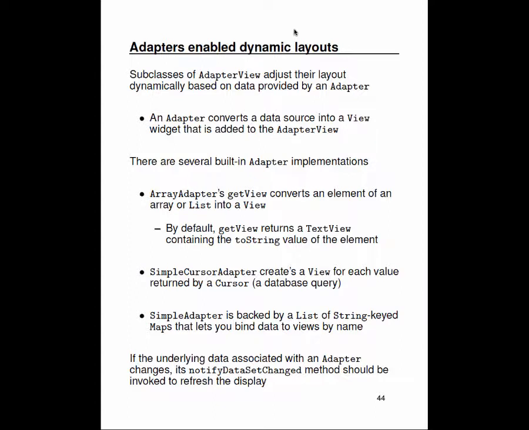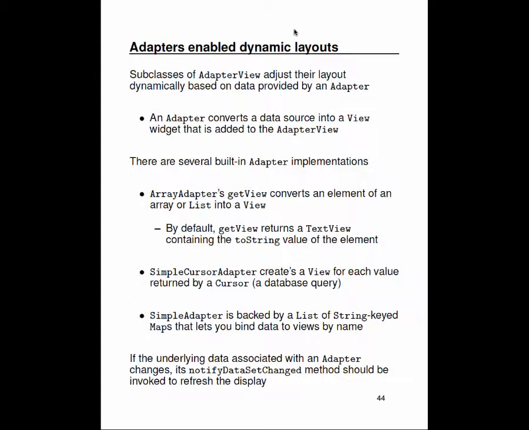Now you're displaying data in your UI, and the data is represented by these other objects. And so it's important that when the underlying data changes, the UI be alerted of that so that it can redraw itself. The way you do that is by invoking the notify dataset changed method on the adapter. I don't remember where it is. It's probably on the adapter view, and that will refresh the display.